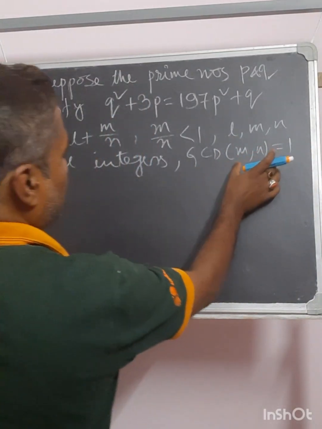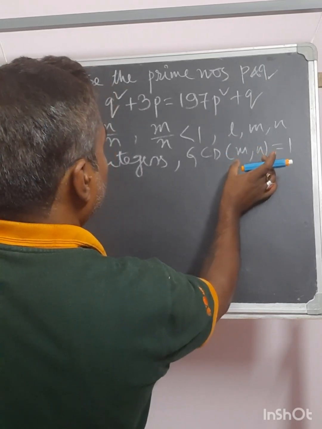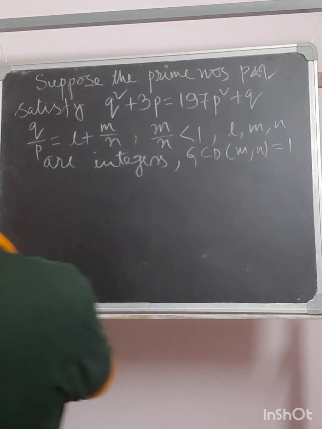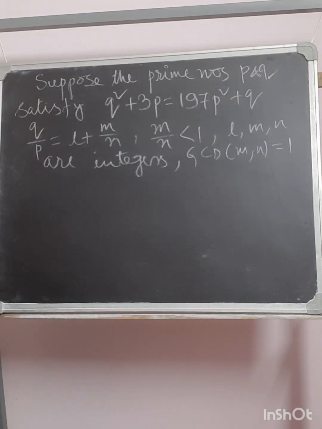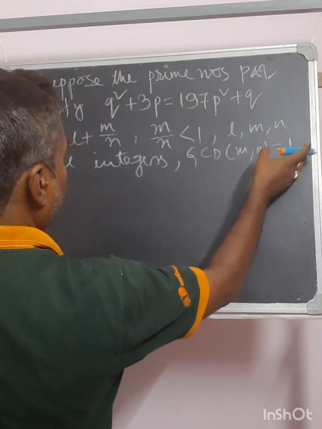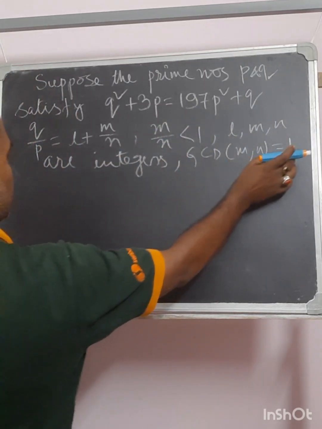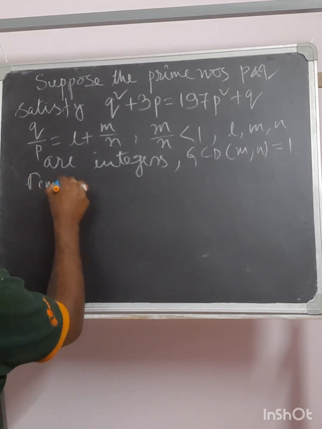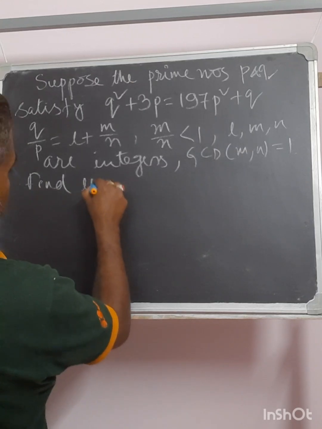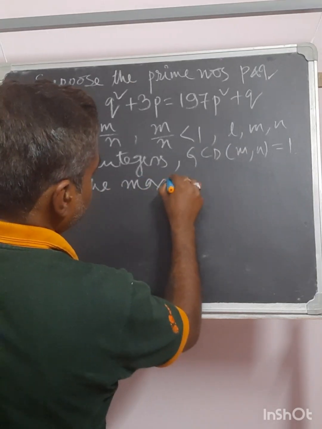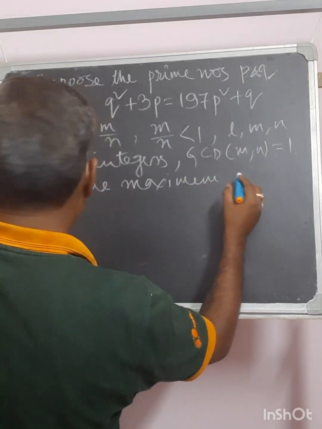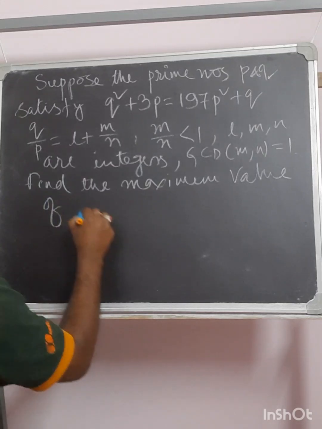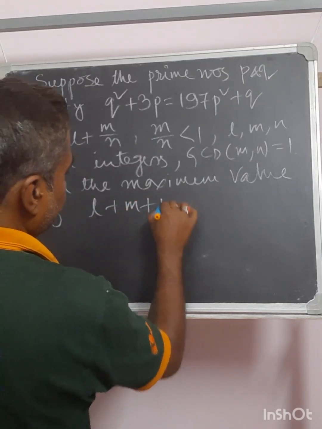That means M and N are not divisible by any other number. These are again numbers which are only divisible by themselves and 1. So that's why I am getting GCD as 1. And then find the maximum value of L plus M plus N.